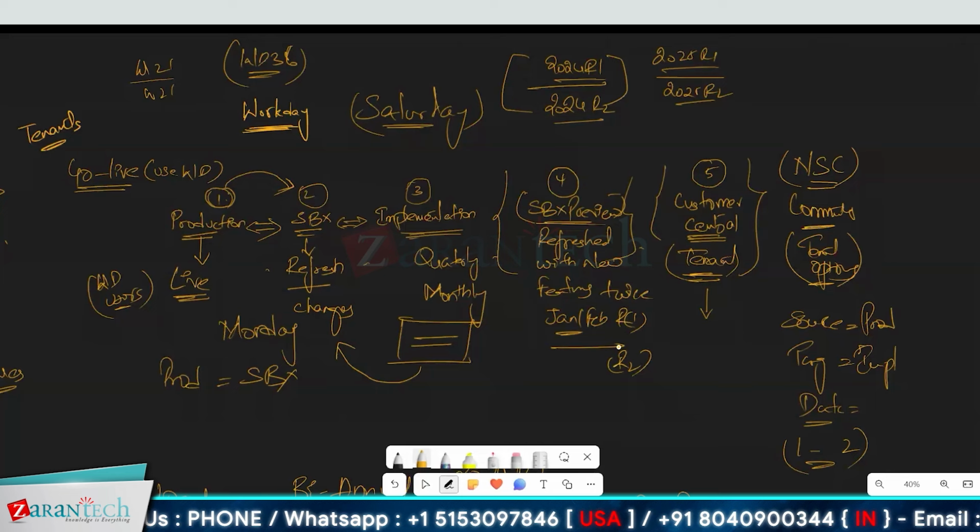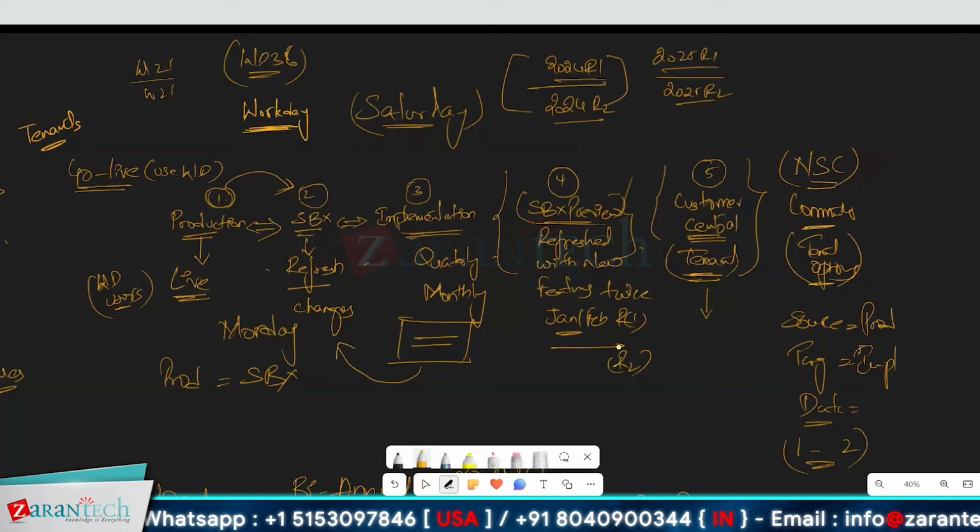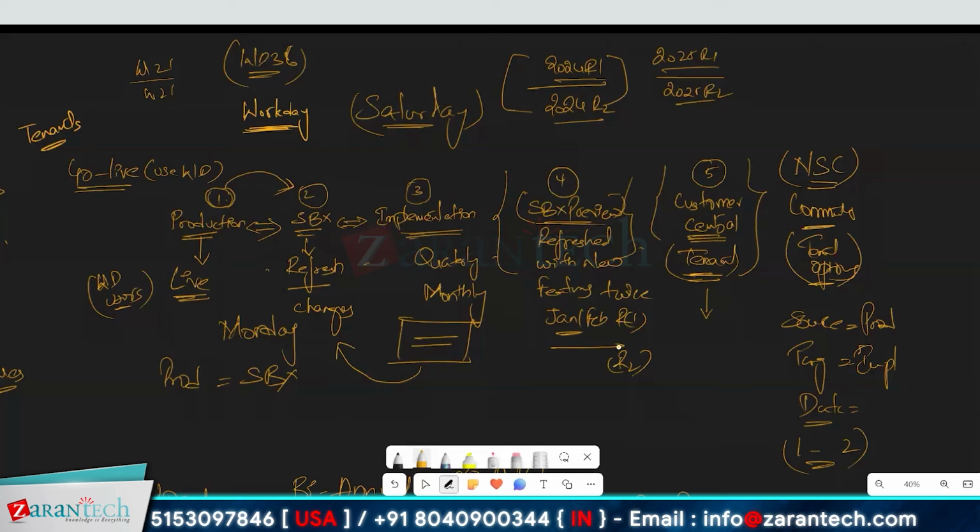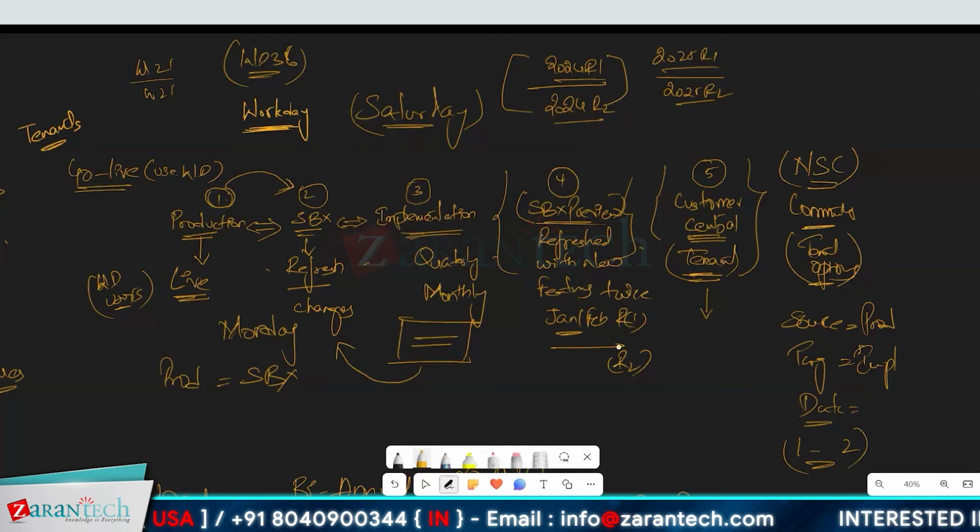Some of you might have got confused. What exactly is a tenant? What is sandbox? What is implementation? I hope now you might have got a better understanding of what exactly these different tenants are and why we need these different types of tenants. Any questions?